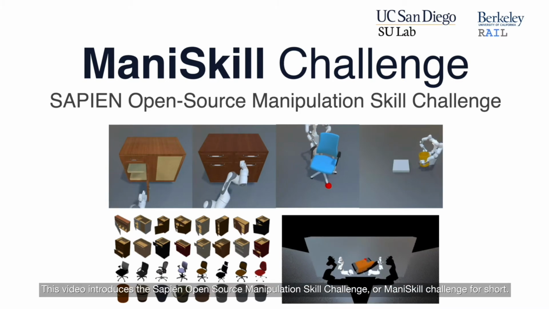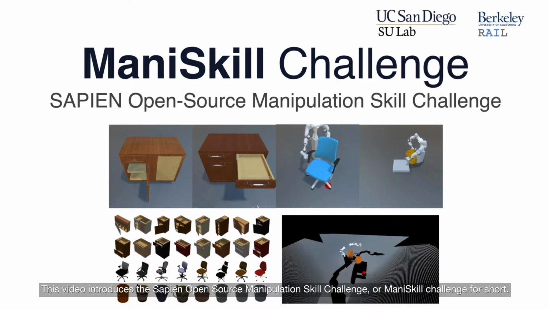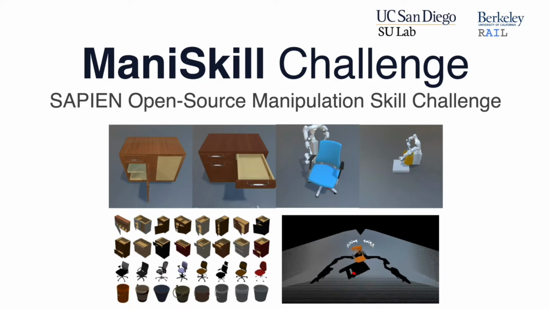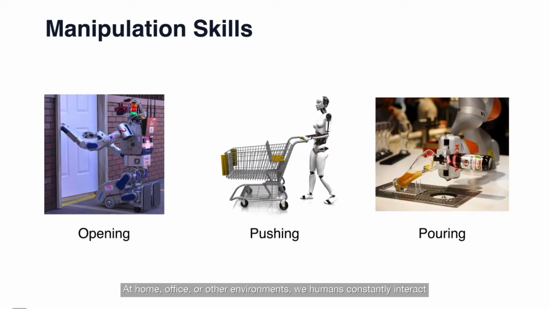This video introduces the SAPIEN Open Source Manipulation Skill Challenge, or ManiSkill Challenge for short. At home, office, or other environments, we humans constantly interact with the 3D world and manipulate the objects surrounding us. Computer scientists of today are interested in building artificial intelligence that can behave and interact with 3D objects like we humans do.